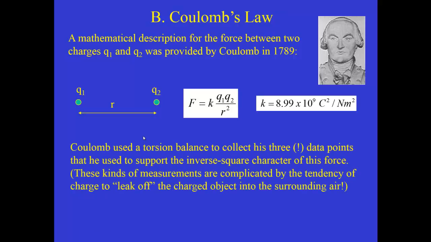Coulomb actually did this experiment. It was quite a difficult experiment because when you charge an object up, depending on the humidity of the environment, the charge tends to leak off, because water molecules in the air collide with the object and make charge bleed off. And as a result, it's difficult to do experiments quickly enough so that you can assume the charges you're working with stay constant. But Coulomb was able to do this and showed, on the basis of 3 data points, indeed, that the force between those charges was proportional to 1 over the distance squared.